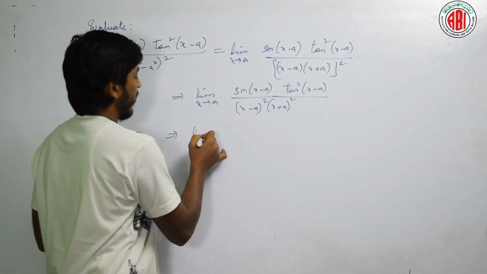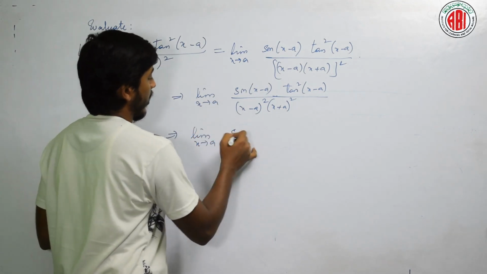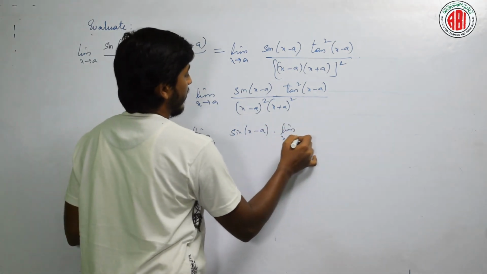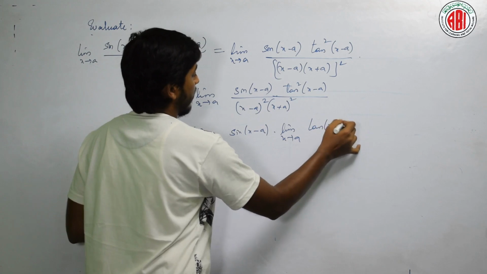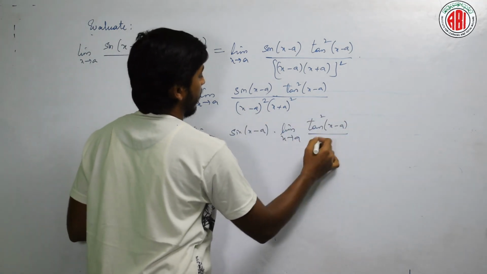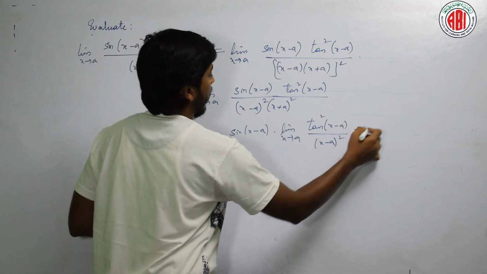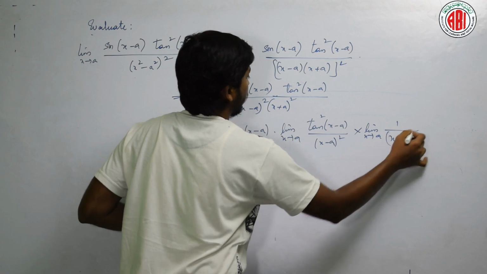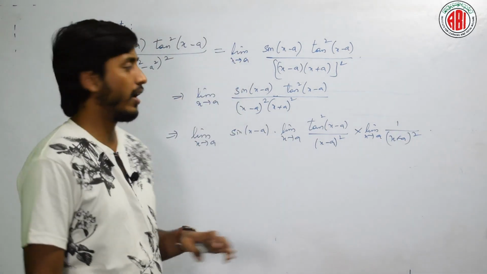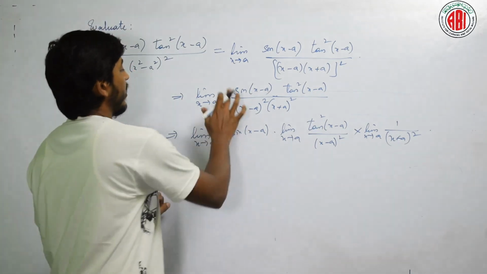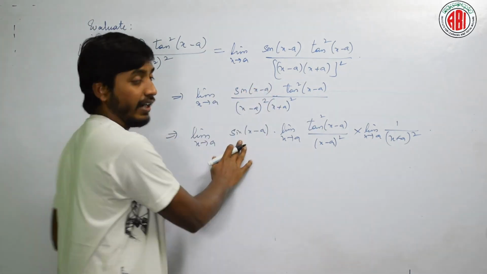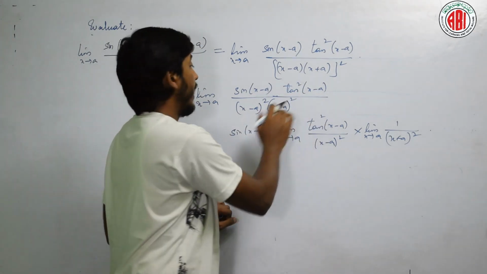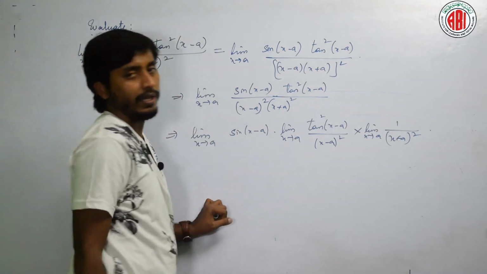Let us separate everything. Limit x tends to a, let us put this sin x minus a as it is. Limit x tends to a, tan square x minus a divided by x minus a whole square, into limit x tends to a 1 by x plus a whole square. Is it okay? Did we cover everything? Look here, sin of x minus a, I have put it as it is, tan square x minus a divided by x minus a whole square. And the next, I have taken just x plus a whole square in the denominator.